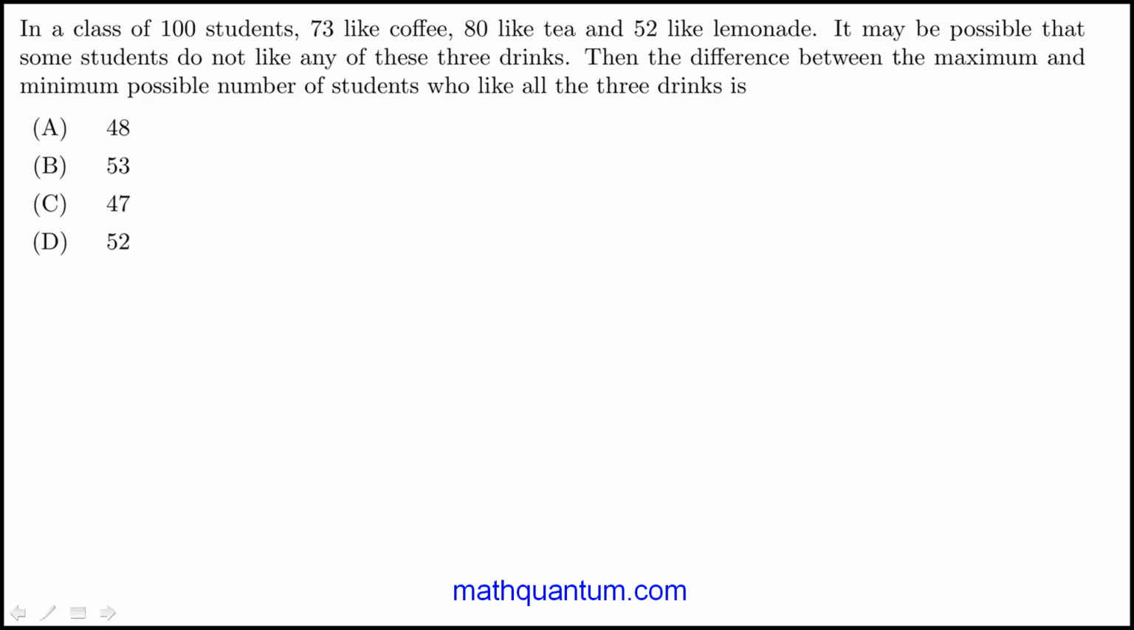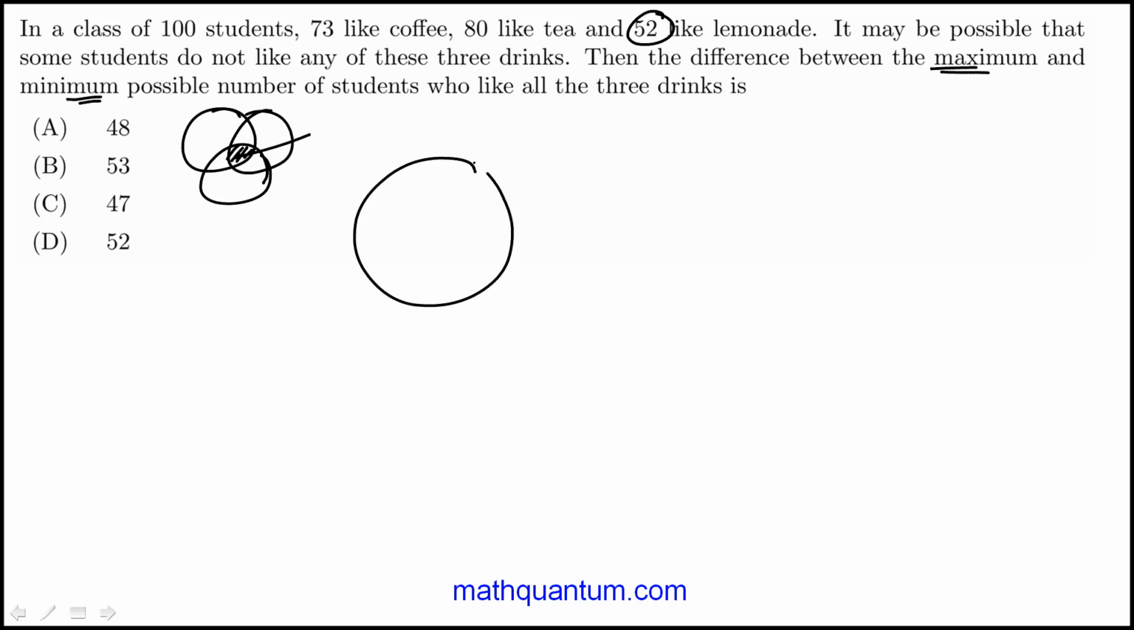So here we need to come up with the maximum and the minimum possible value of the overlap. If we look at Venn diagrams in general, that's the overlap, meaning people who like coffee, tea, and lemonade. So we need to maximize and minimize. Maximizing, we can think conceptually, is that if everyone that likes lemonade is part of the people who like coffee, something like that.